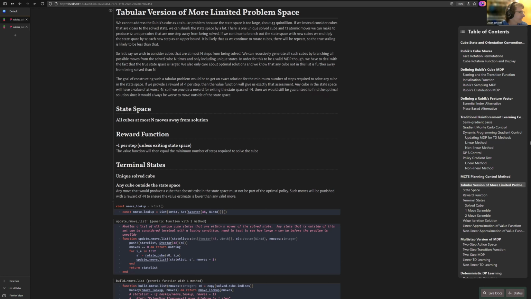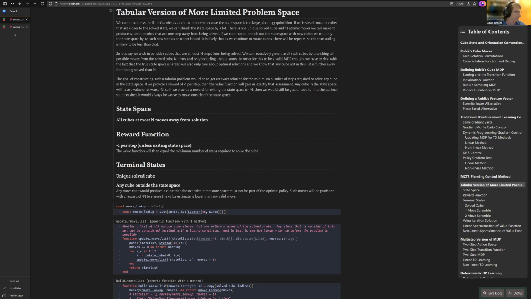And we know that we have this one unique solved cube. And then there's 12 moves we can make from the solved cube. And those 12 moves will produce 12 unique cubes. And we know that those are each one step away from being solved. And we can go on from that.